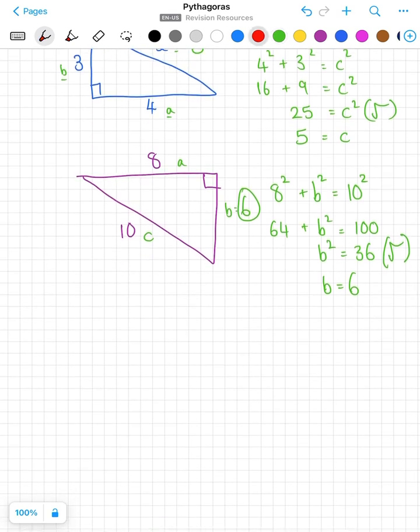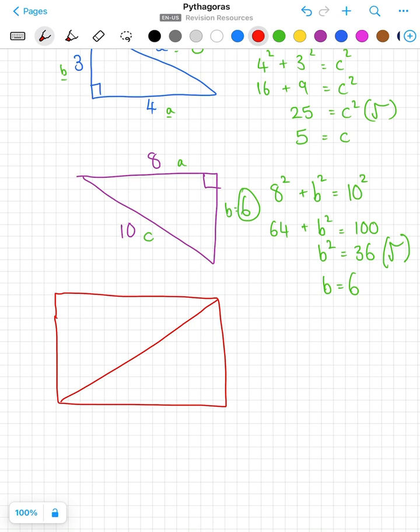Now Pythagoras can also come up if we are looking at rectangles or squares and we want to find the length of the diagonal. We can use Pythagoras here.